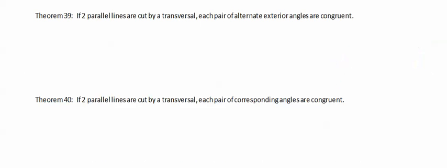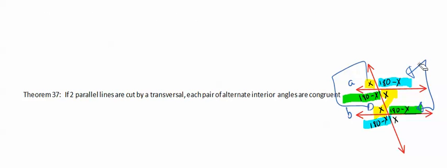And finally, if we look at this diagram, you'll notice here to here is congruent, here to here. If you recall, those are corresponding angles, which is Theorem 40. If two parallel lines are cut by a transversal, each pair of corresponding angles are congruent. All right, what other things can we conclude from this diagram?